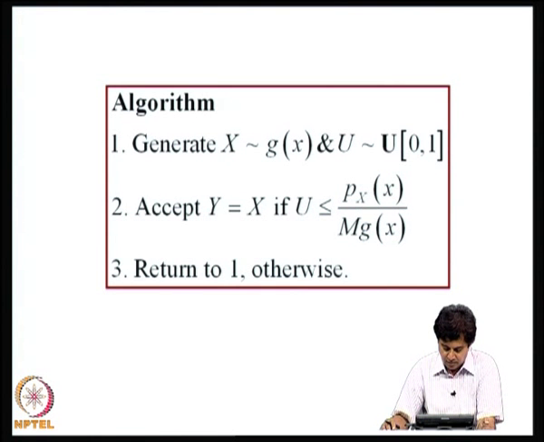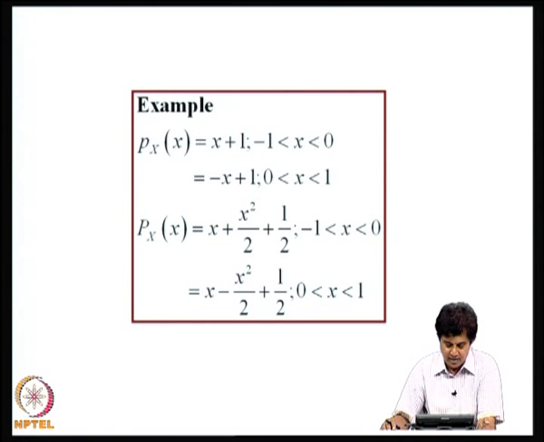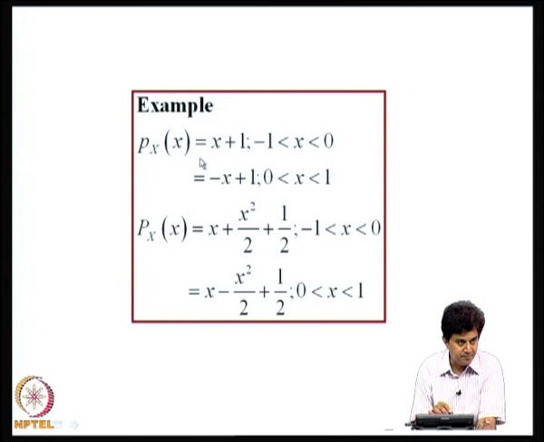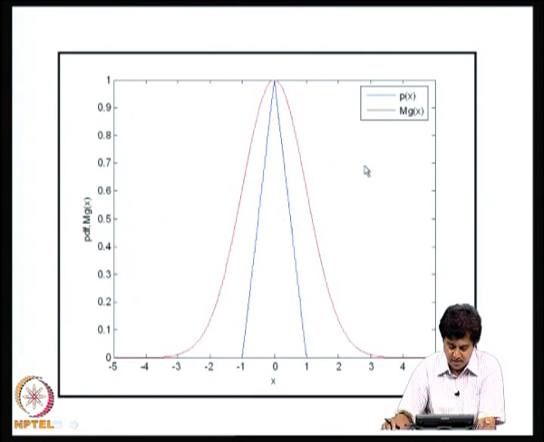Now, I will give an example. Let us consider a probability density function which is a triangle between -1 and +1. That means, I am looking at this blue line. I want to draw random numbers or generate random numbers whose probability density function matches with this.